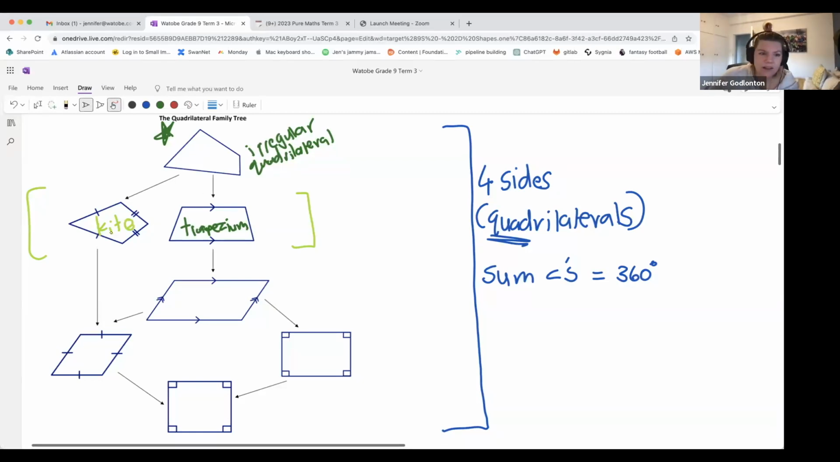So we can't connect them. That's why we're going down these two separate roads from our irregular quadrilateral, because there isn't anything in common between the kite and the trapezium. They are their own people, nice individuals.